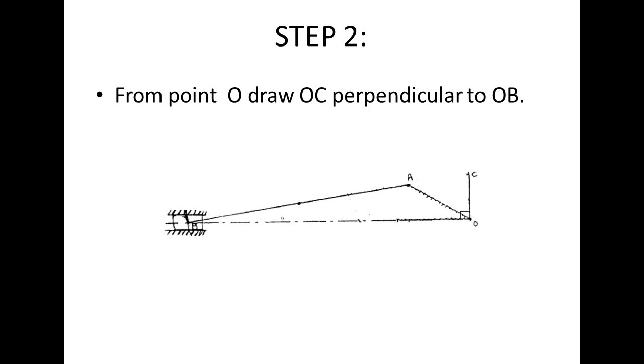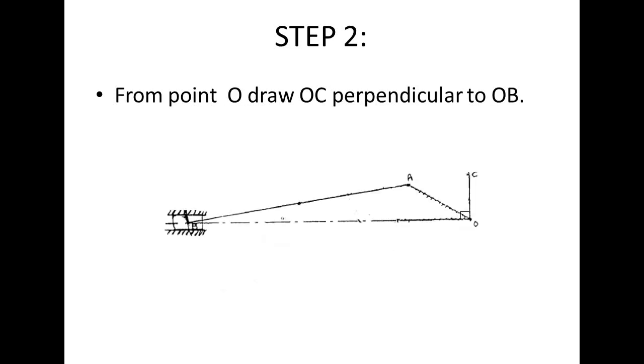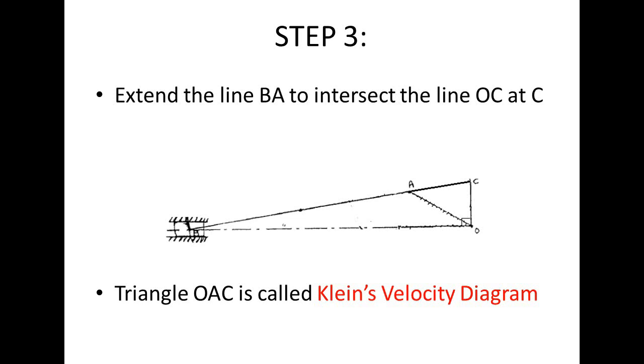So the first step is construction of the slider crank mechanism. You can use graph sheet and construct the slider crank mechanism. Later on, from point O you draw a perpendicular line OC. This is step number 2. The next step is to extend the line BA. AB is the connecting rod, so extend the line BA, which will meet at the point C.